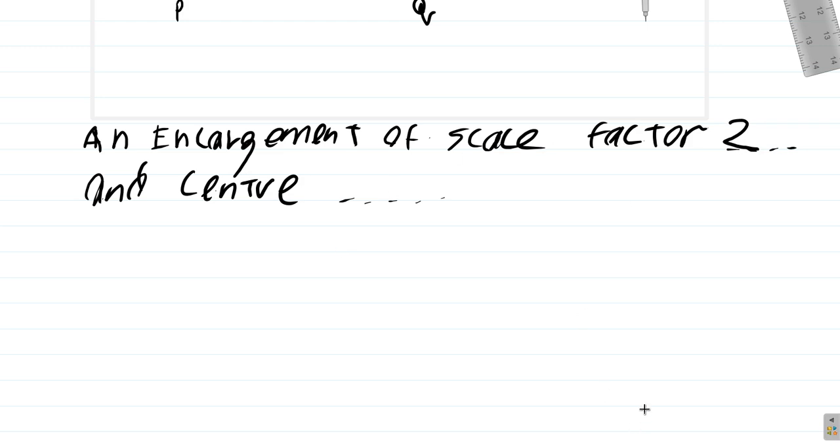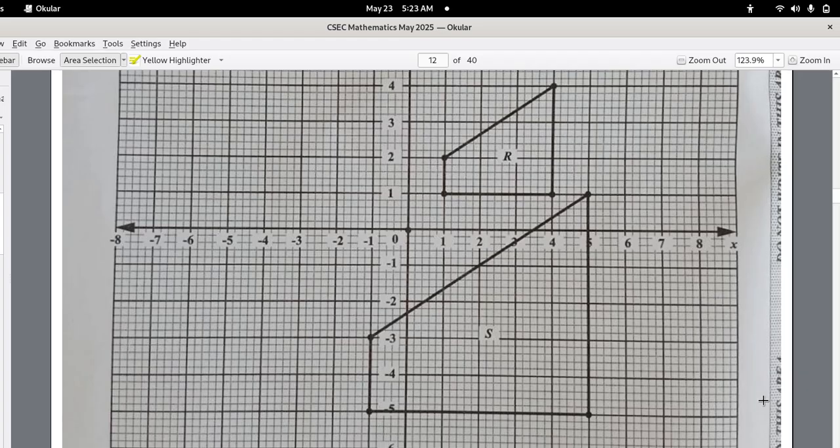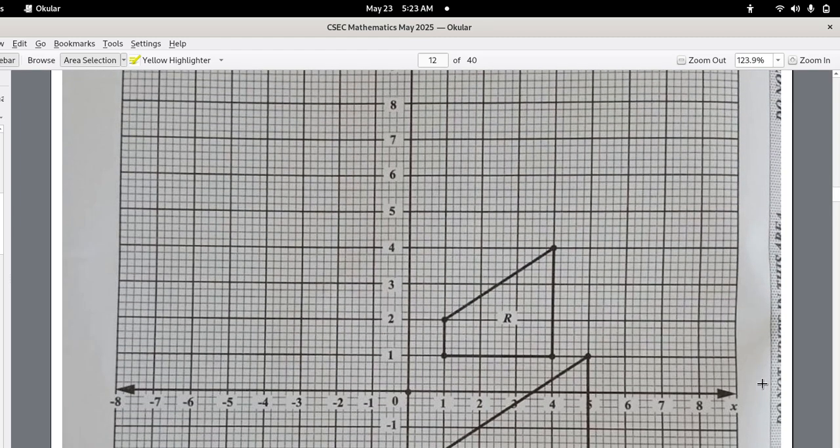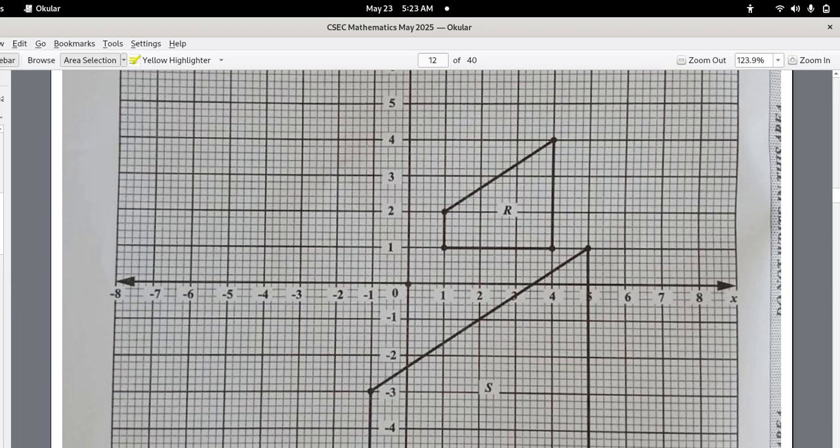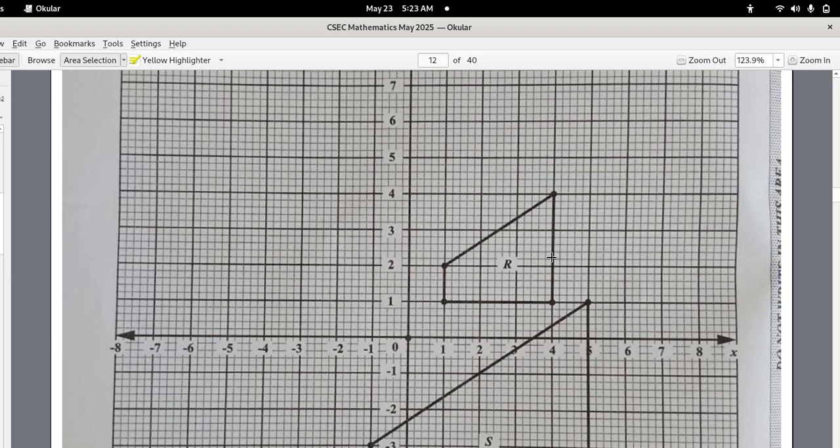And the center now, you need to identify the center. Where is the center of the enlargement? If you do it graphically, what you will do here is use your ruler, right, and line up this and this.